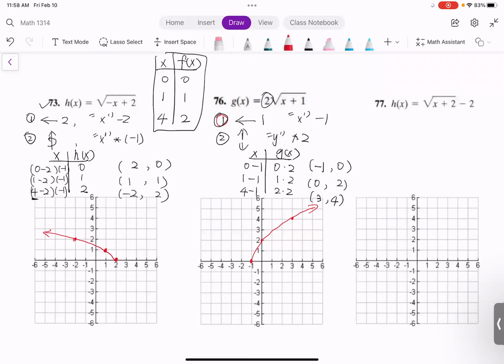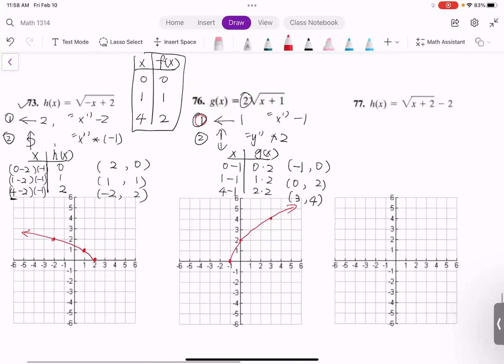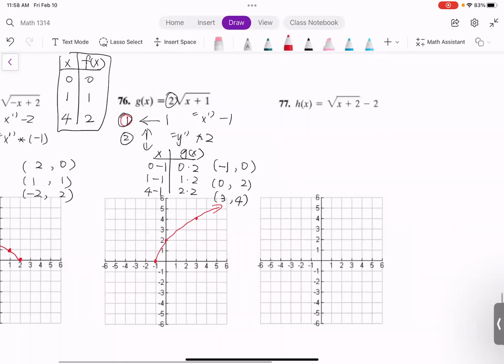Okay, let's see the next example. How many transformations do we have? 2. So the first one, from inside to outside, change the color. Inside we have x + 2. We're moving to the left 2 units. That means all the x are subtracted by 2. Second transformation, we have -2. That means going down 2 units. All the y also - 2.